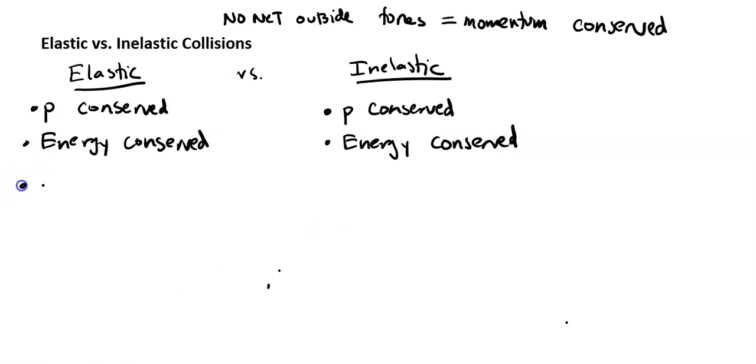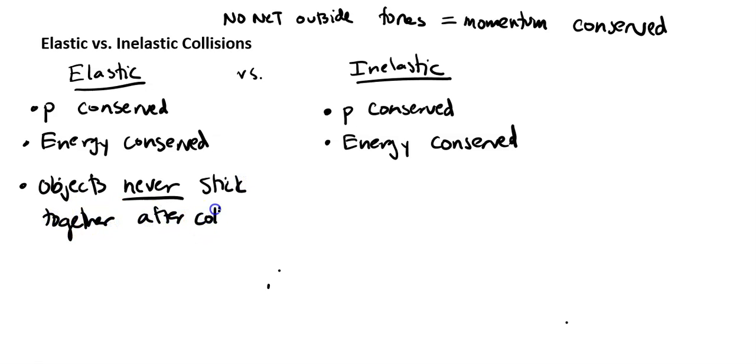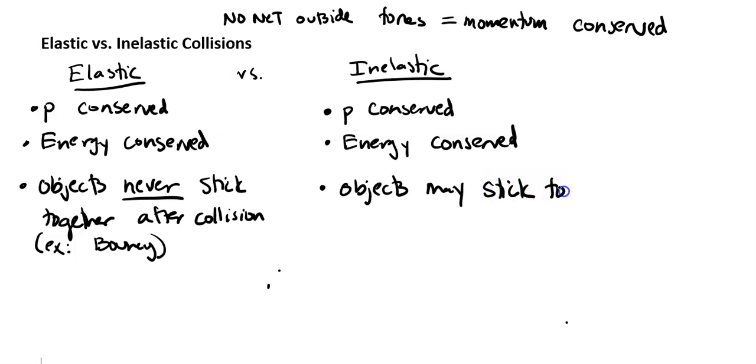In an elastic collision, the objects never stick together after the collision. And I think to myself, elastic collisions are bouncy. Elastic objects, like a rubber band, will bounce. Elastic objects are bouncy and will never stick together. While inelastic collisions aren't quite the opposite, objects may stick together or they may separate. Either of those things could happen.